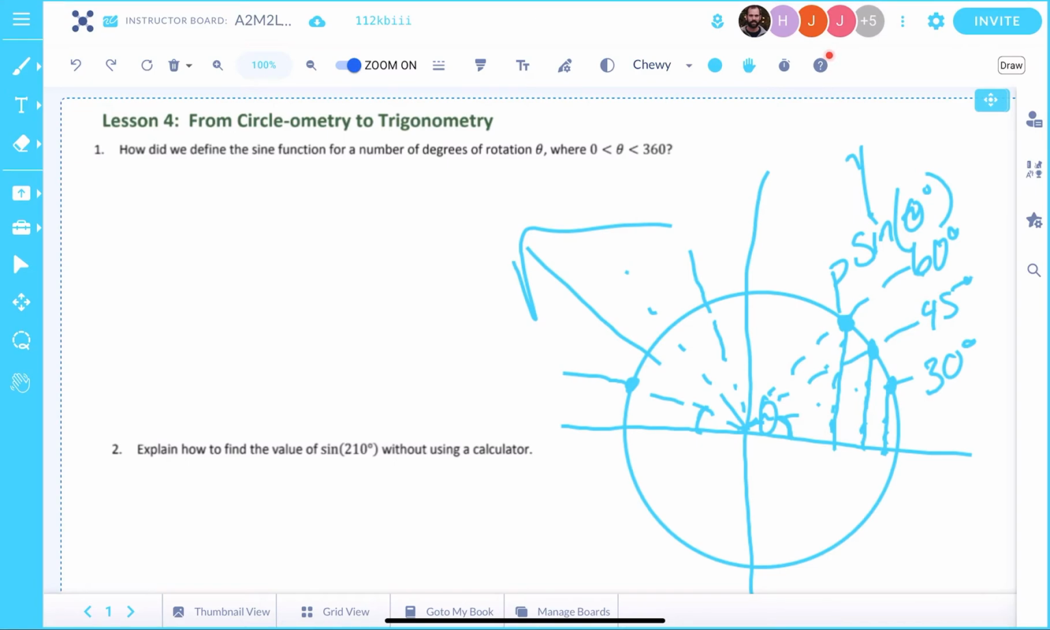So there's that. Now, explain how you would find the value of sine of 210 degrees without using a calculator. Okay, so where does 210 degrees fall? This is 180 degrees. So 180 plus a 30-degree angle gives me 210. So this right here is a 30-degree angle. Our reference angle is a 30-degree angle, but we're measuring sine. So at point P right here, what is sine going to be?